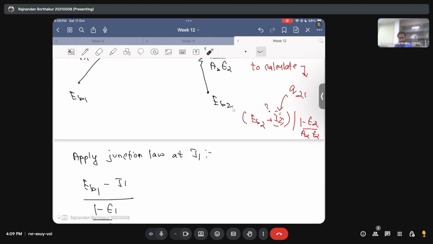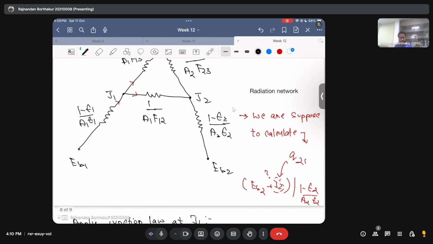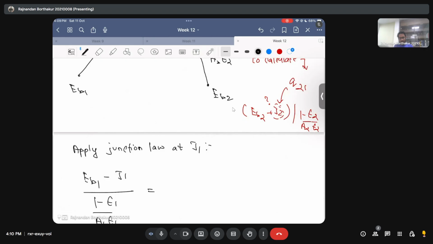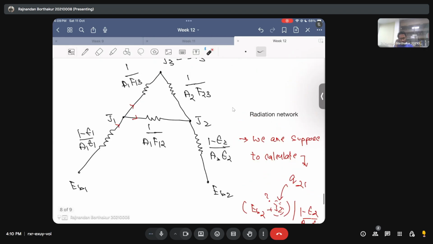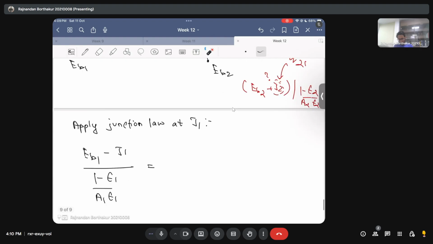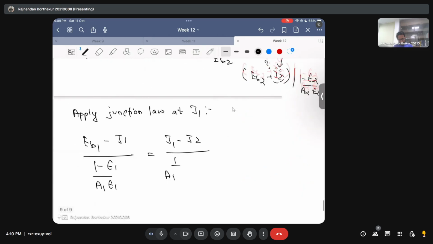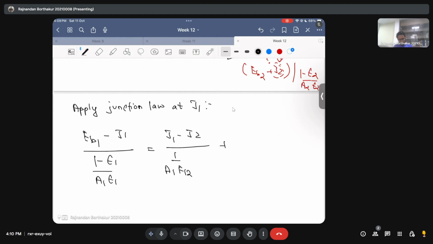So this is the flux that is coming to junction 1 at J1, and it is equal to the flux that leaves this junction. The flux that leaves this junction is of two types. One is J1 minus J2 divided by 1 by A1 F12. That is one of the fluxes that leaves point 1. The other one is going to be J1 minus EB3 divided by 1 by A1 F13.